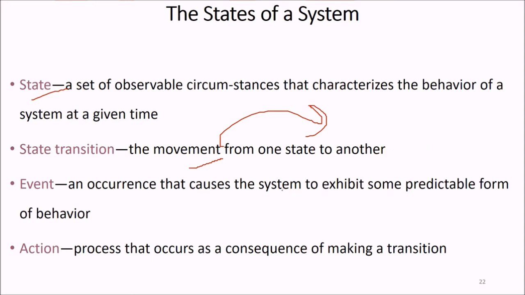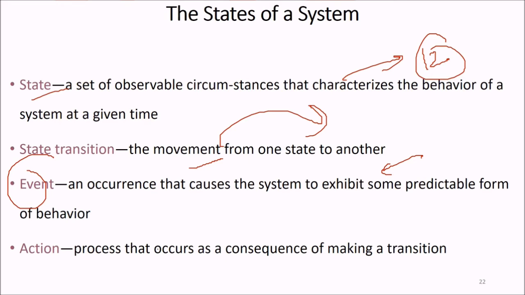So reading from sleeping is the state transition. And what is the event and occurrences that is going to cause the system to show some predictable form of behavior? Now it is 12 o'clock midnight. I am going to sleep. So at 12 o'clock this is the event, which is giving me an idea, though I have to go to the office tomorrow, so I have to sleep.